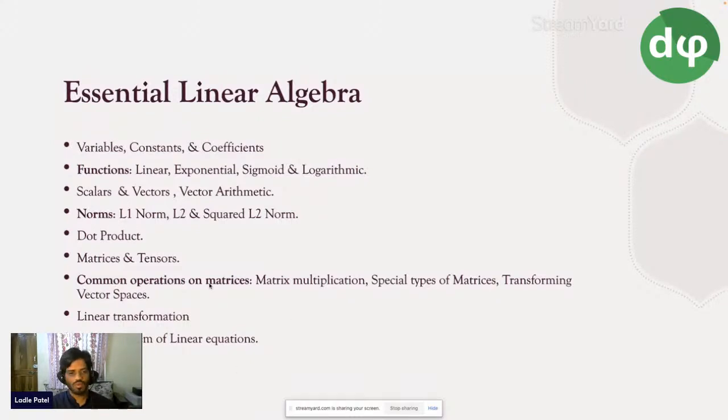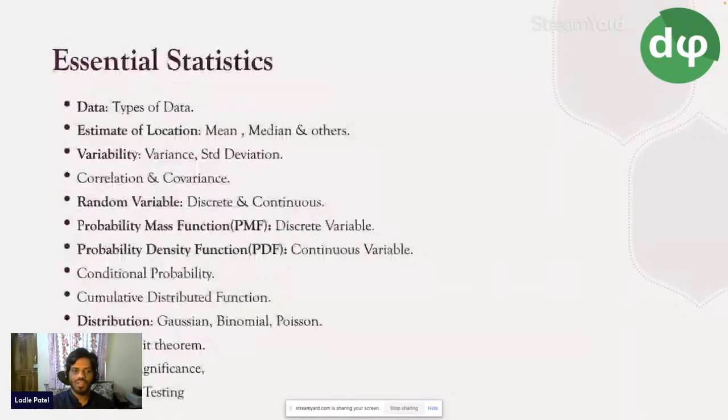Matrix, everybody knows. Some sort of linear transformations. This is enough to get started. And this is not an exhaustive list to become an expert data scientist. To get started, this is more than enough. And statistics, this is more than enough.